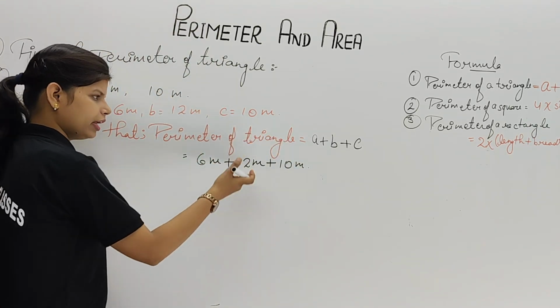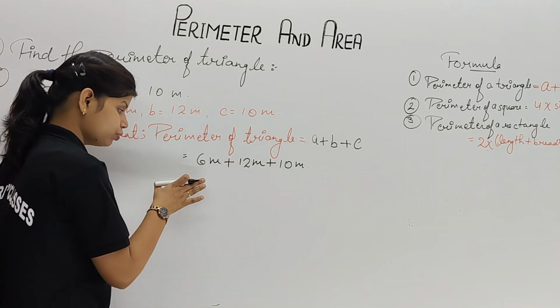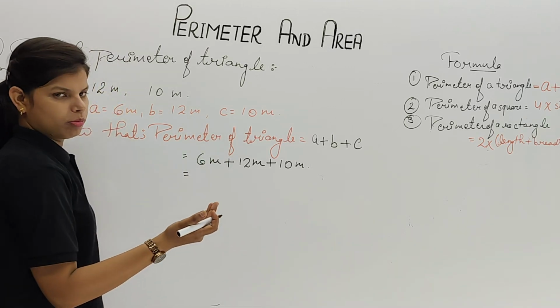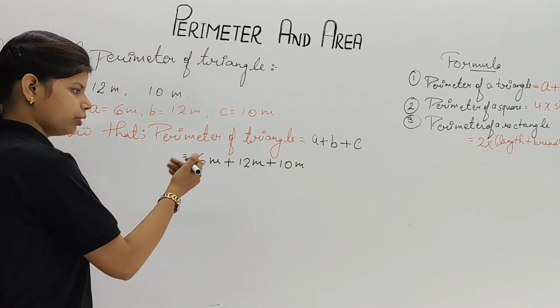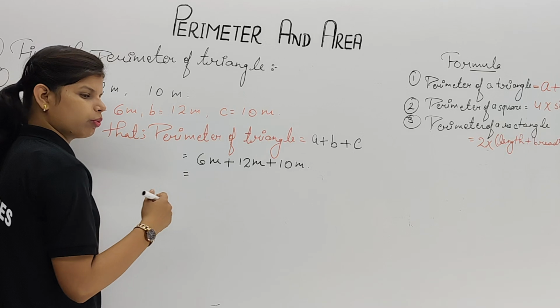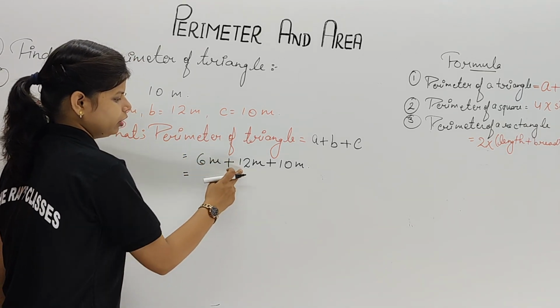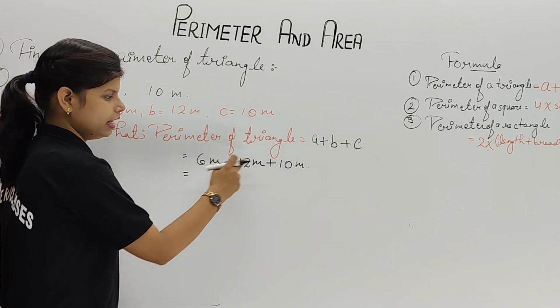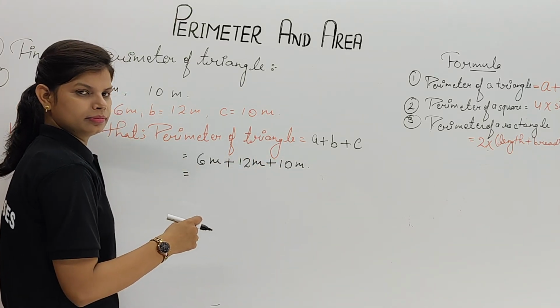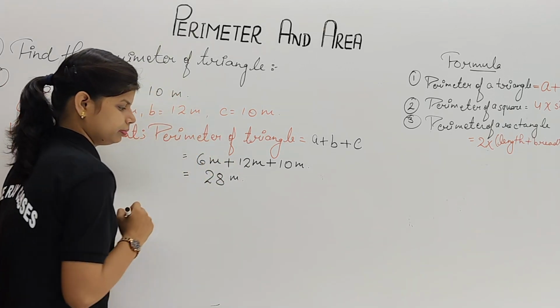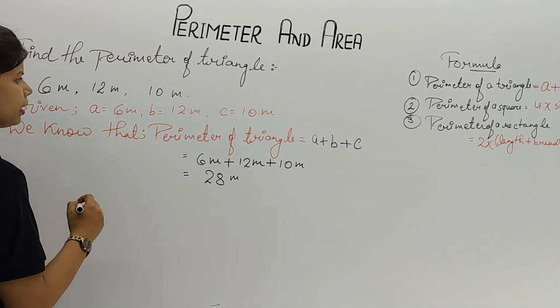Clear? Directly if we can add, then also we get the answer. But to score the marks in your examinations, you have to solve the problems in a brief way. That's why then only you are going to get the marks. Otherwise, if you get the optional questions, easily you can solve. So while adding, what will you get? 12 and 6, 18, and 18 and 10, 28 meter. Clear?